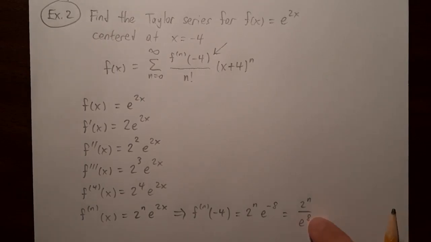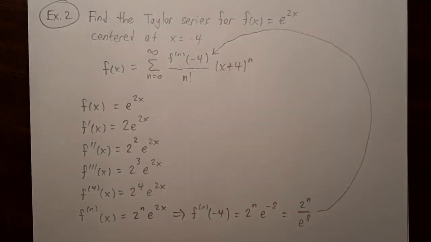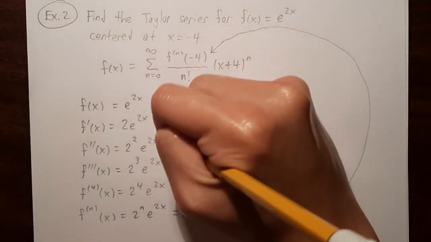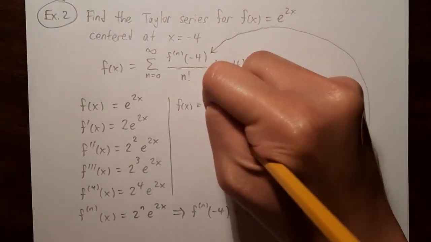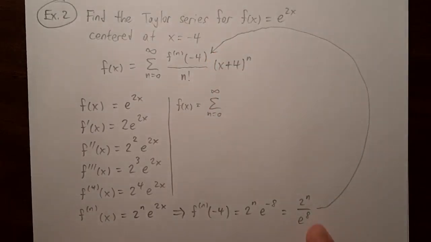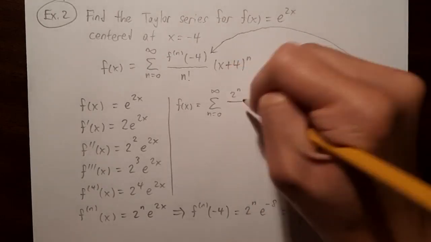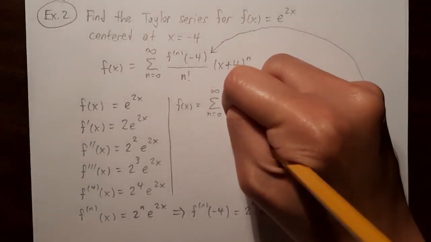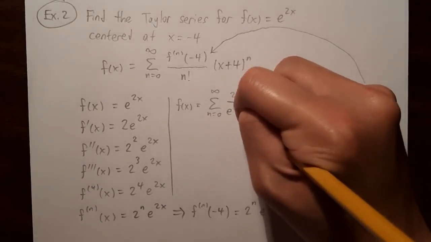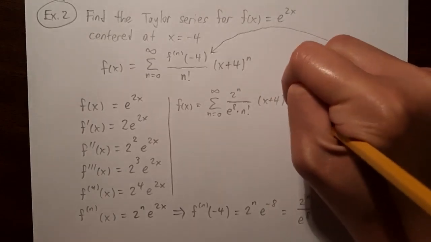All right, so we've got it. Let's go ahead and plug it in. So what are we going to get? f of x is going to be the sum from n equals 0 to infinity of 2 to the n divided by e to the 8, but then divided by n factorial. So I think I'll group them all together in the denominator. I'll put e to the 8 first, and then times n factorial, times (x plus 4) to the power n.